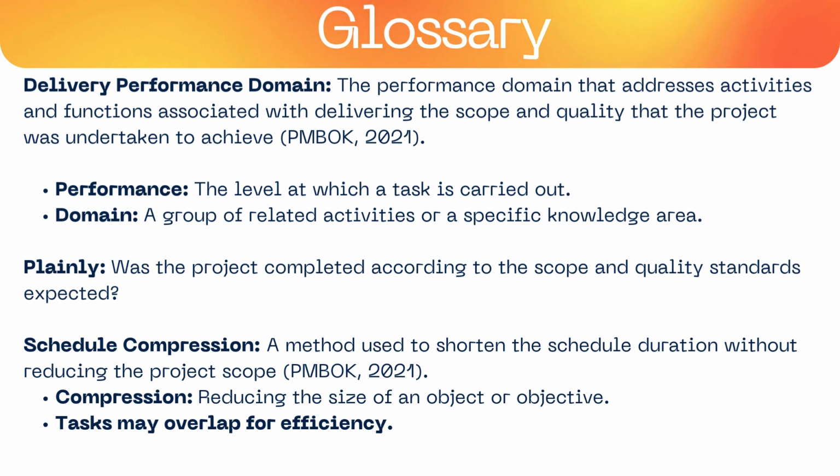First thing, we are looking at delivery performance domain. We know what your deliverables are. We dealt with this in module 2, whether it is tangible deliverables in the form of a project that can be felt, touched, seen, or if it is intangible as a service. So we know that bit of this definition. The next thing is performance, and that is the level at which a task is carried out. The next thing is domain, which is a group of related activities or a specific knowledge area.